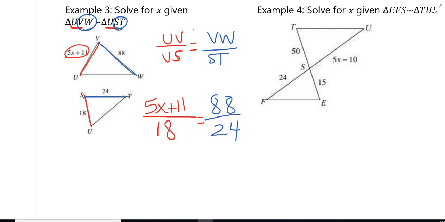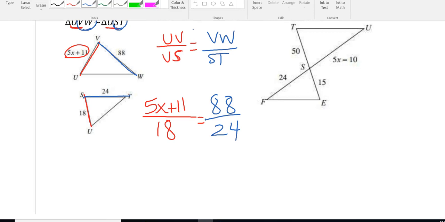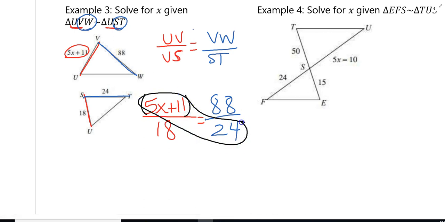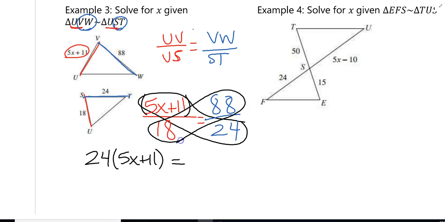Okay? So now we cross multiply and solve for x. Remembering that when you have more than one term, please make sure you put this in parentheses so that you multiply the correct way. So this is actually going to be 24 times 5x plus 11. And multiplying the other direction would be 88 times 18, which is going to give me 1,584.